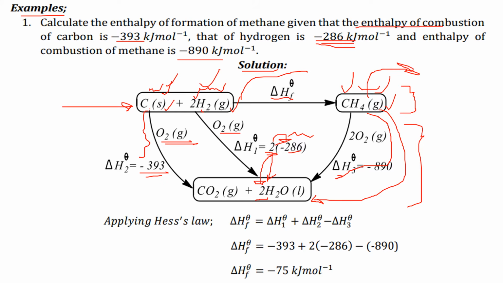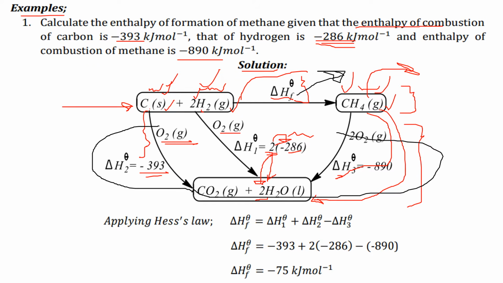So according to Hess's law, the overall enthalpy formation, which is present above here, is going to be equal to the summation of all these energy changes involved in this downward step. So applying Hess's law, the enthalpy formation of methane is going to be equal to ΔH1, which was the one for combustion of hydrogen, plus ΔH2, which was the standard enthalpy of combustion of carbon, and then plus ΔH3, which was the standard enthalpy of combustion of methane.